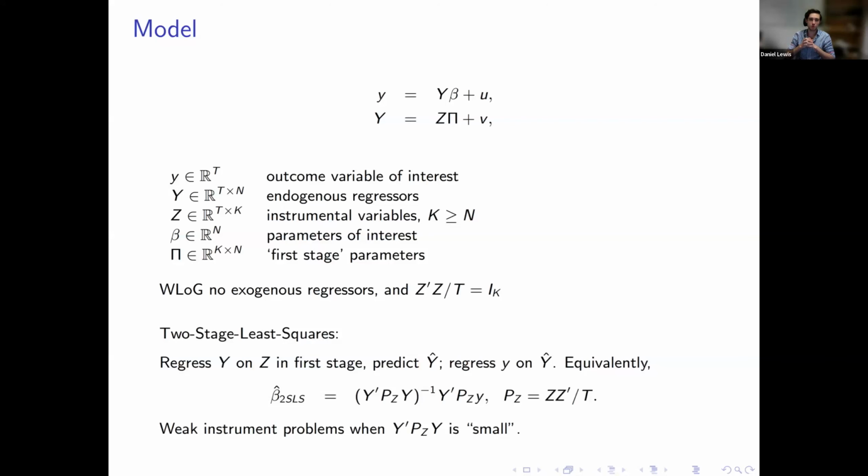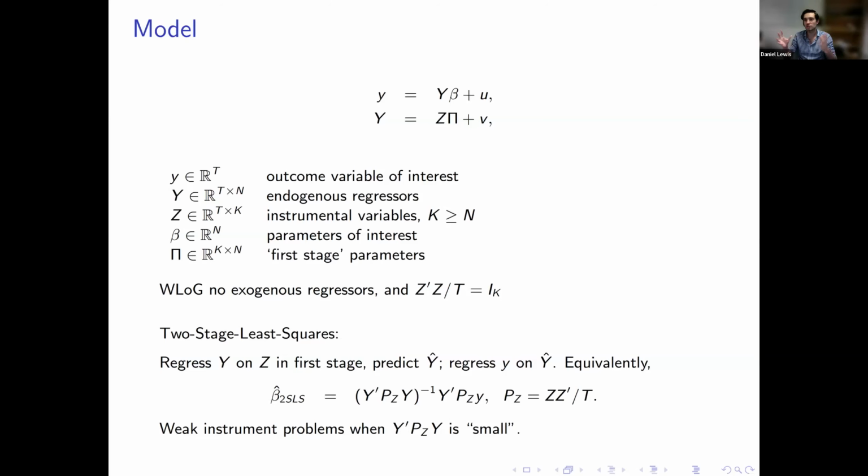So what is the two-stage least squares estimator now? Well, the way that you teach it in an undergraduate class, right? You're just regressing capital Y on Z in a first stage, then predicting the values Y hat, and regressing lowercase y on capital Y hat. Equivalently, and this is the form of the estimator we're going to carry throughout the paper, you're basically looking at the ratio of projections through the instrumental variable Z. So we're going to look at essentially the ratio of capital Y prime P_Z lowercase y, over the quadratic form of the projections of Z for capital Y.